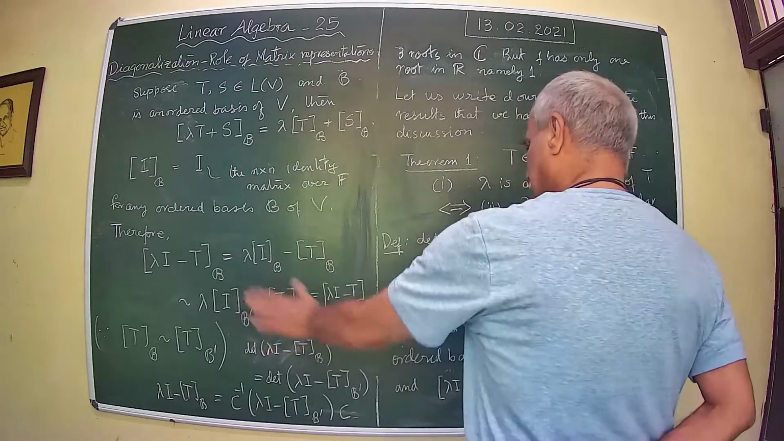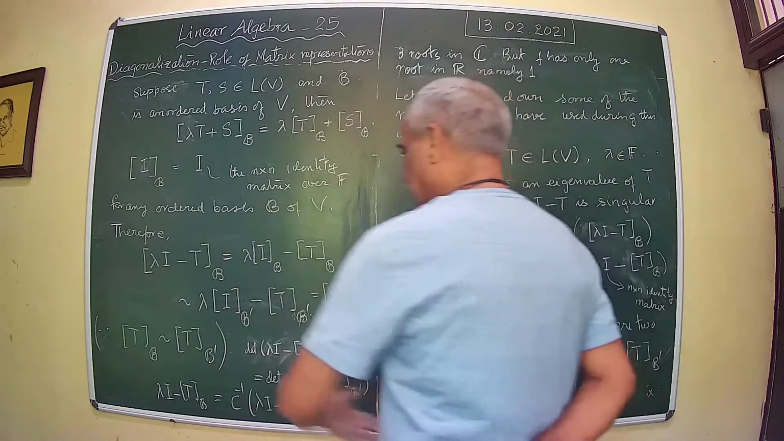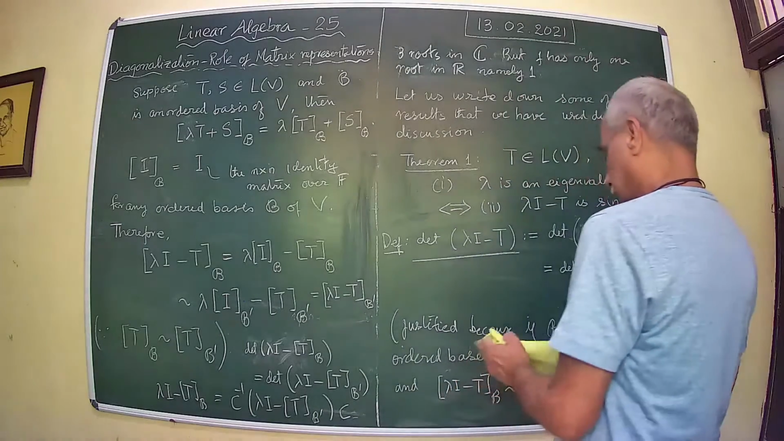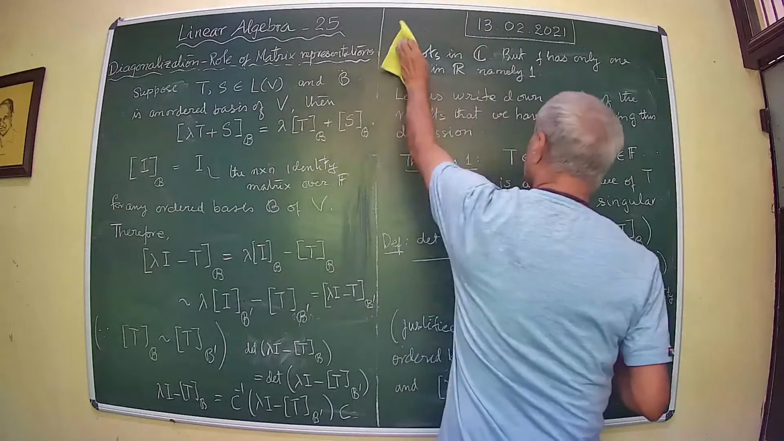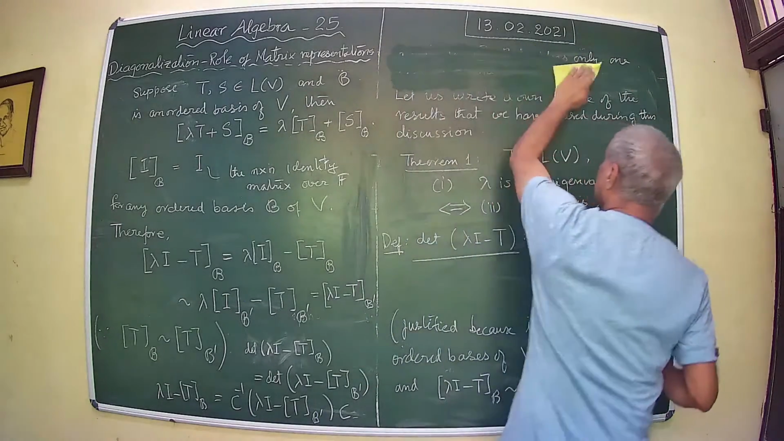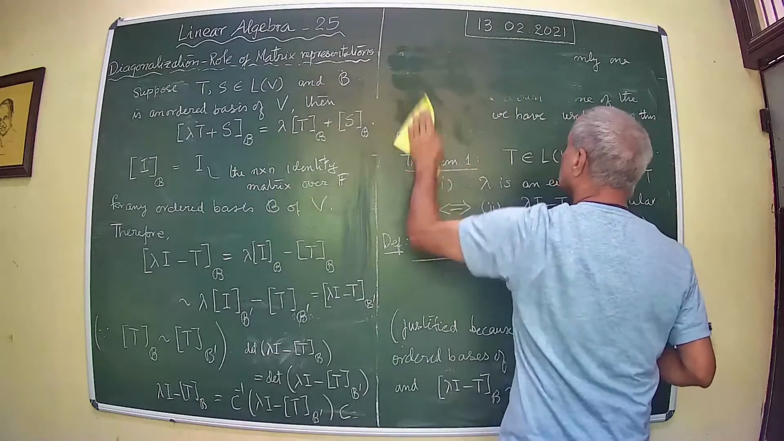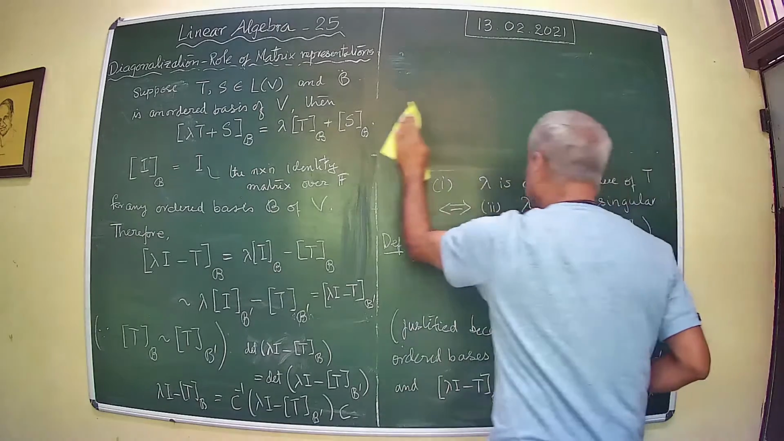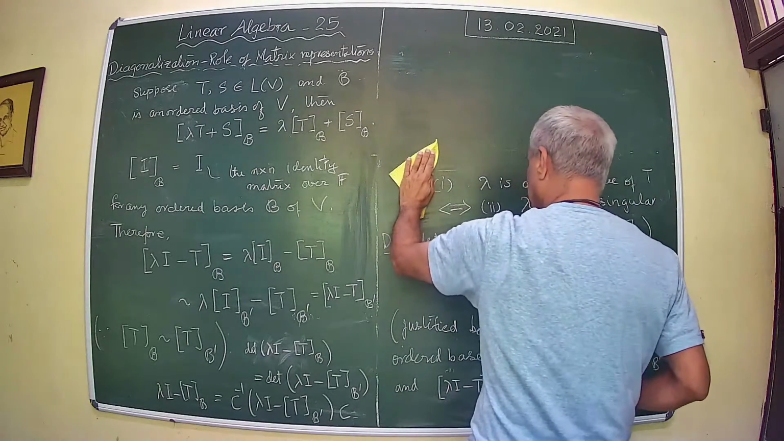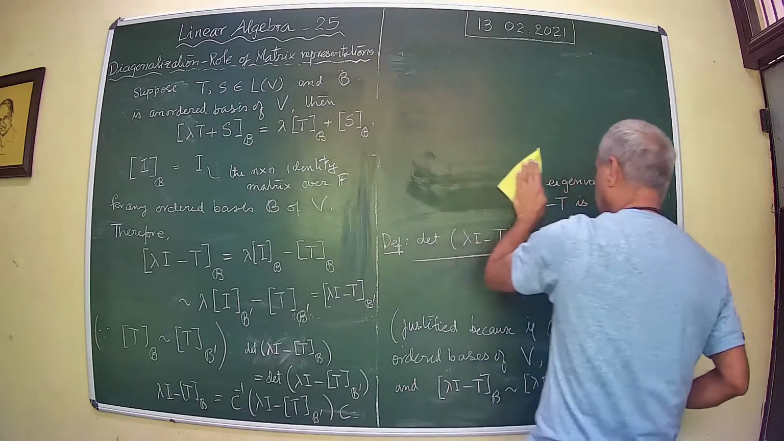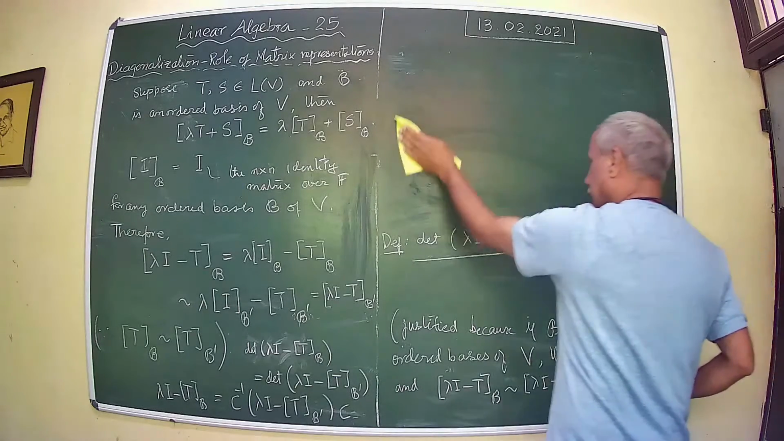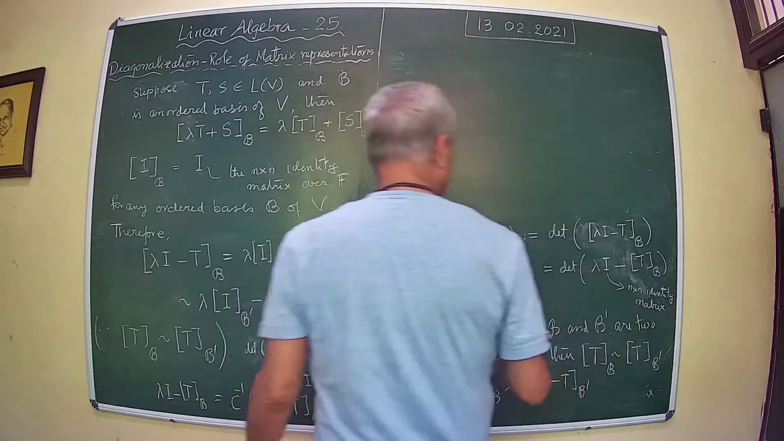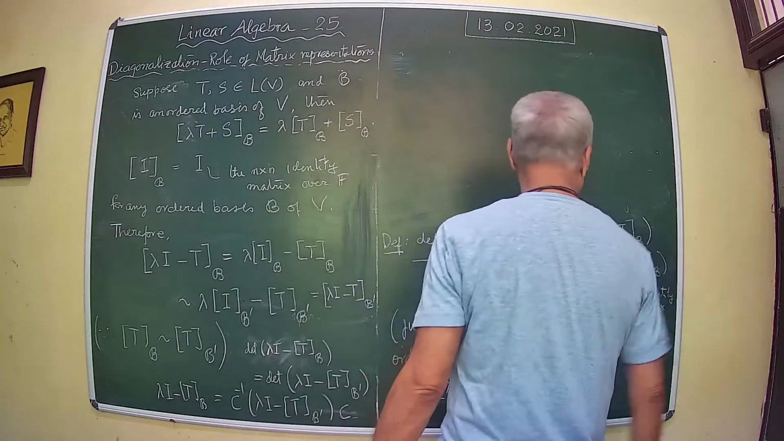Therefore, you see that the determinant is an invariant over the related matrices. That's what we have used. And that is the reason why we have written determinant of lambda I minus T. So we are justified in writing determinant of lambda I minus T. Therefore, this is well defined.